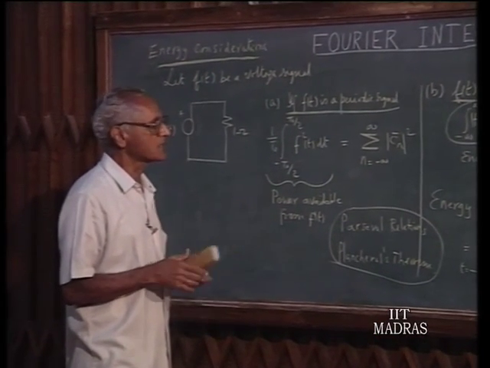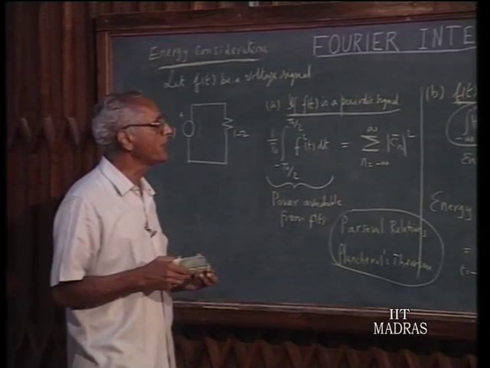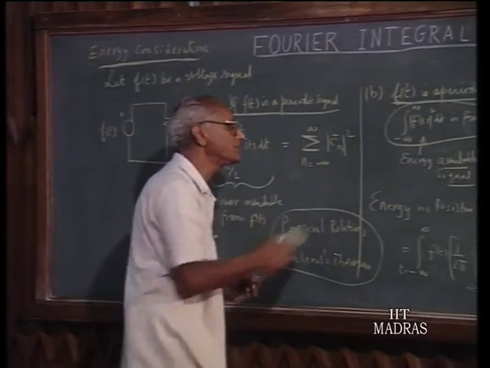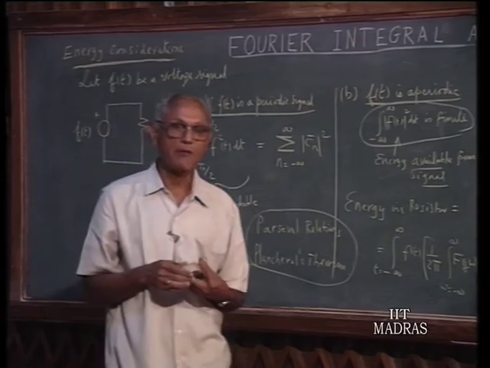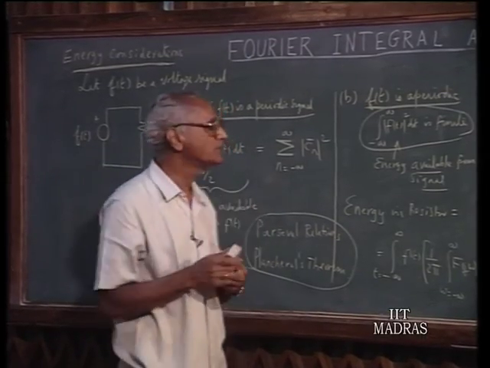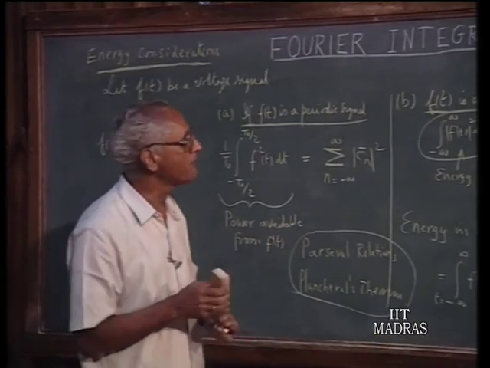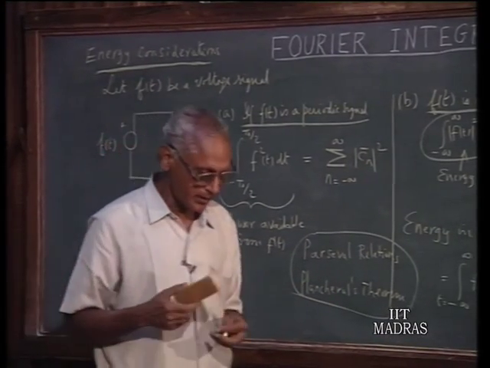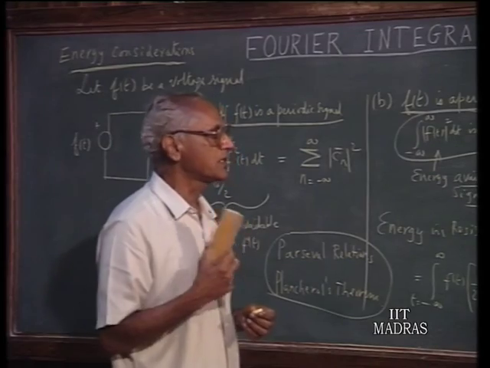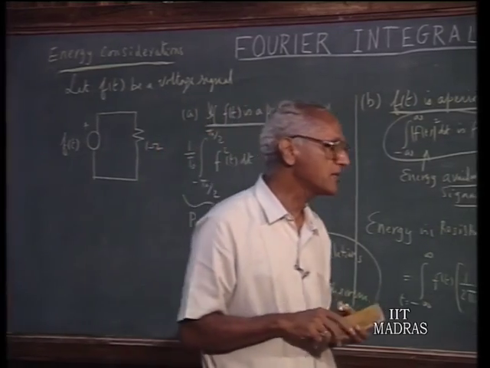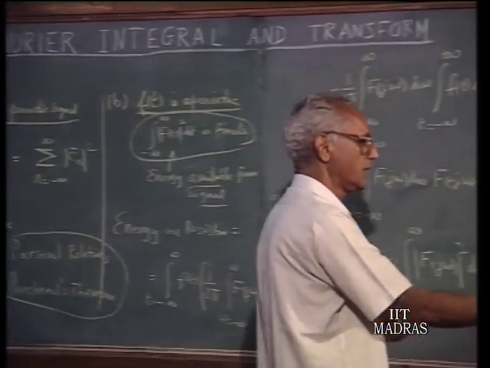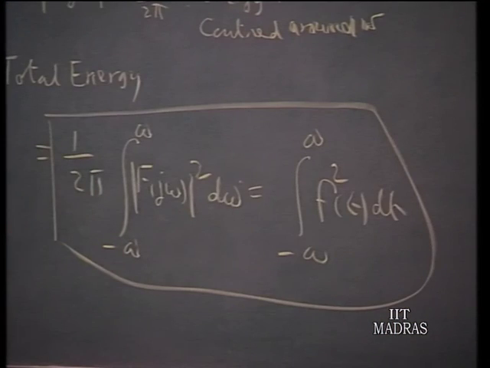To summarize the discussion here, when you talk about an aperiodic signal with a finite amount of energy, then you can't talk about the power available from the signal, which is going to be 0, because the T naught is going to be infinity, the average power over the complete time period is 0. We can talk about only energy, and the total energy available from the signal can be computed in two ways, one in time domain in this fashion and one in the frequency domain.